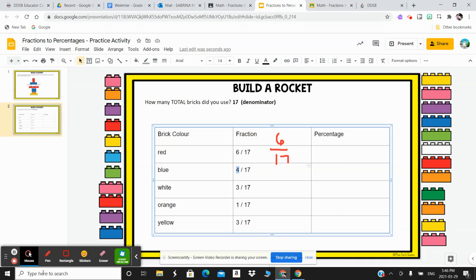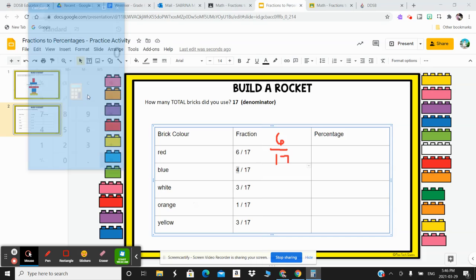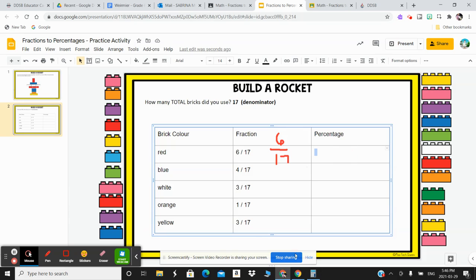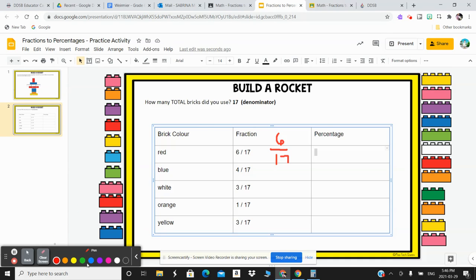Okay, so now we need to grab a calculator. And I'm going to grab my calculator right here. Okay, so in order to convert this fraction to a percentage, we need to do numerator always. So it's just a formula. So we're going to do numerator divided by denominator. It's going to give us a decimal. And then we're going to multiply that times 100 to give us our percentage. And because my denominator is 17, I'm expecting I'm going to get some pretty goofy decimals here, but let's look.